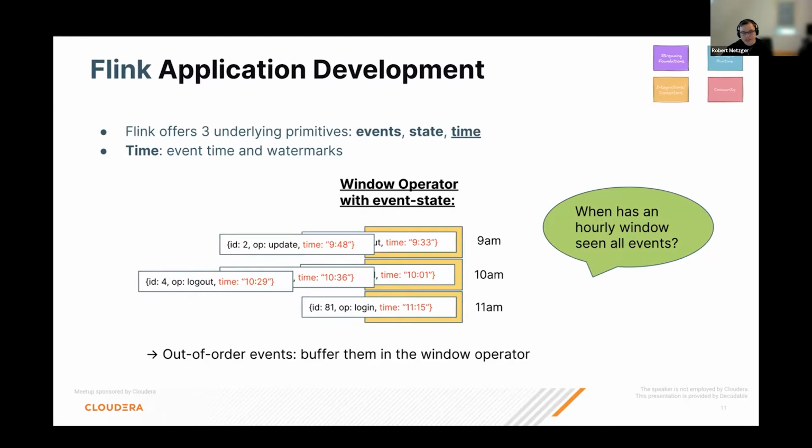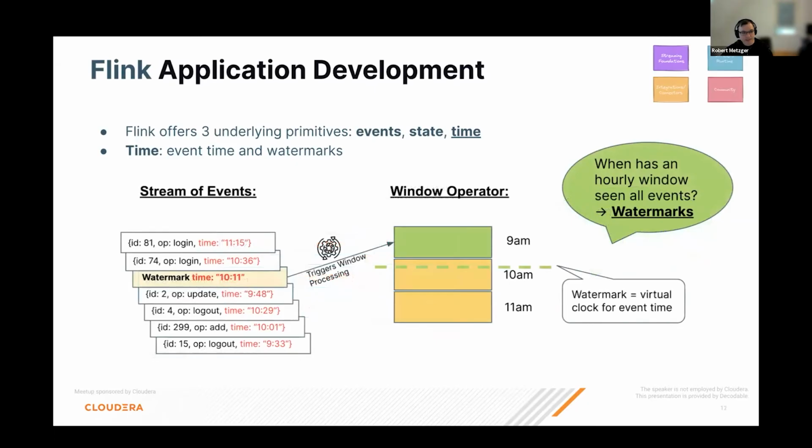So the question is, when have we seen all the events that are arriving out of order for a certain window, so that we can say we can close the window and we can evaluate the content of the window. And this is done in Flink using a concept called watermarks. So every now and then, the sources in Flink will emit a special record that says, now the time has progressed to, let's say, 11 a.m.